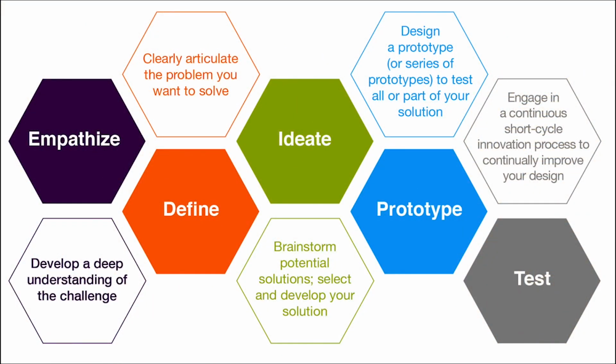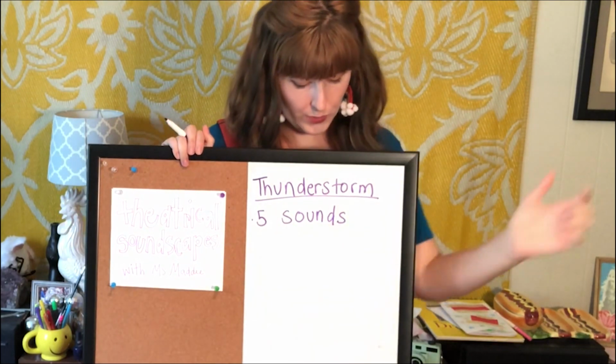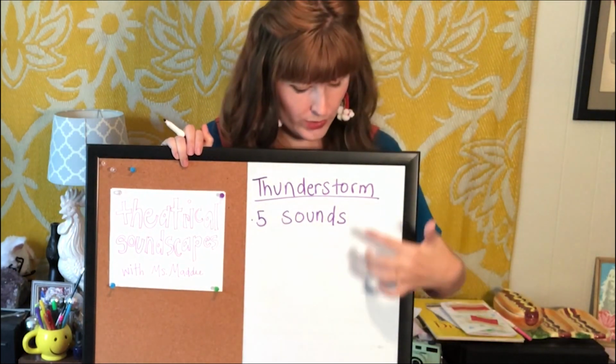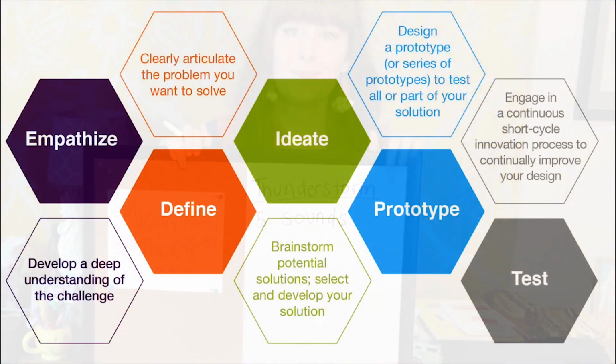So you can see here, step one is empathize. So before we start, let's try to really understand what it is we're making and what the goal is. So we are making a theatrical soundscape, but let's get more specific. Let's make a thunderstorm soundscape to help us practice. The goal is to try to make 5 different sounds that will create a thunderstorm effect. Alright, so we are going to make a thunderstorm and it is going to have 5 sounds.